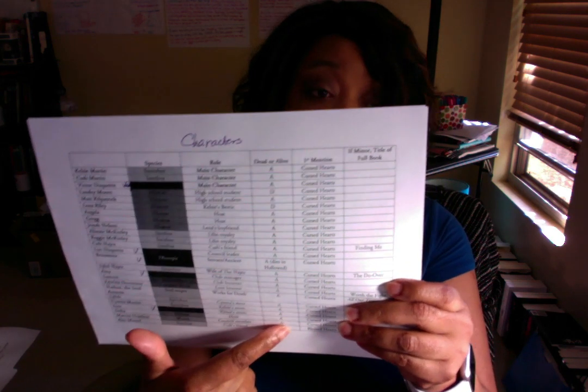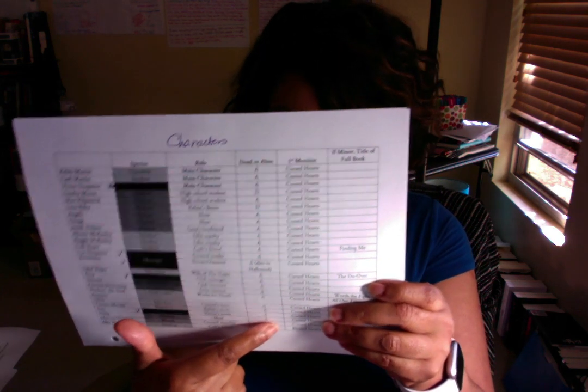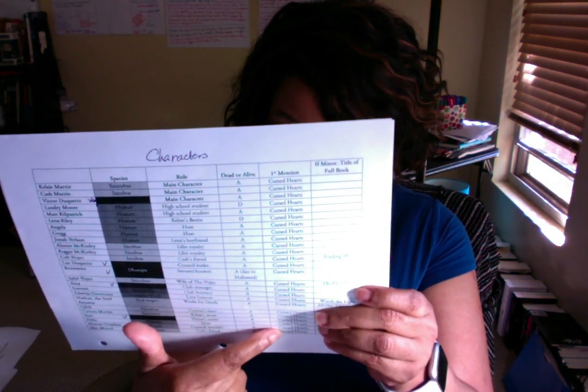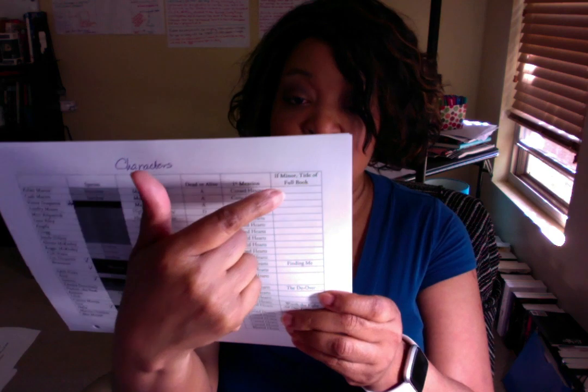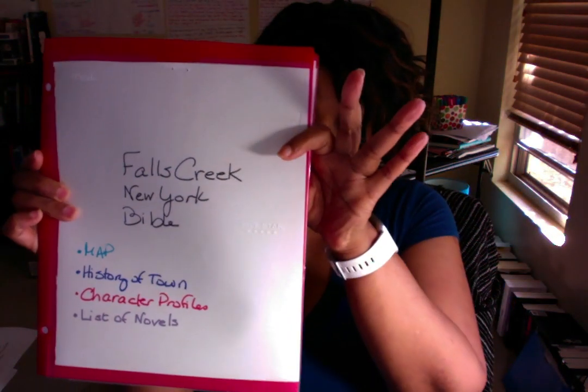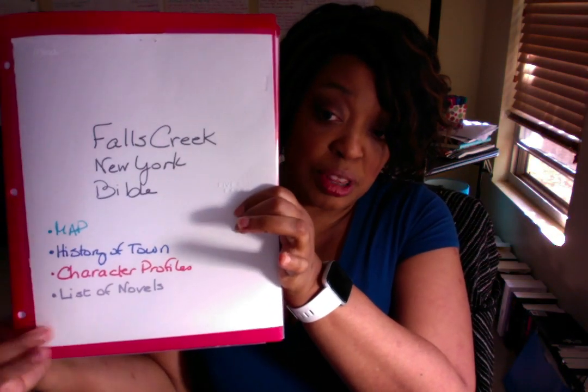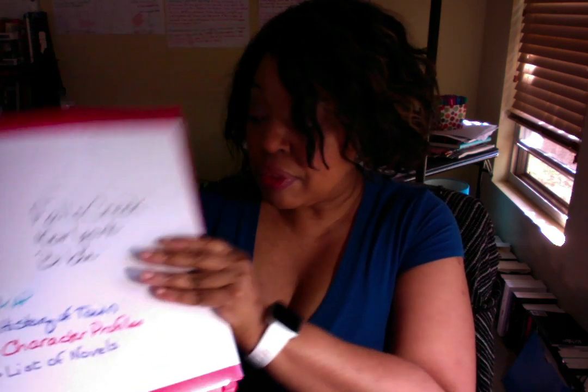I don't want to put any dead characters in books unless they're supposed to be dead. The first time that they're mentioned, I have them in the books that they mention. And then I have, if it's a minor character, if they receive their own full story, that's helpful, so I can just keep track of all the different characters. And then this is the binder. Well, this is the folder for the Bible for Falls Creek.